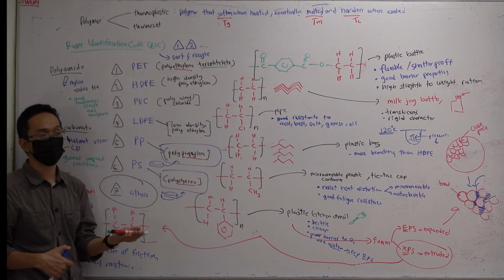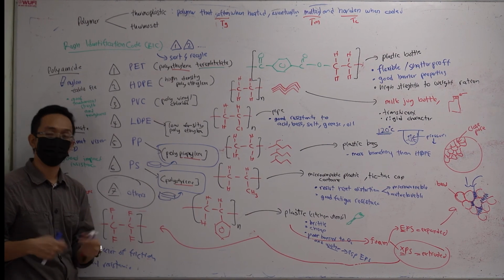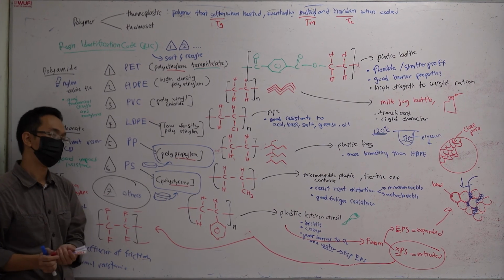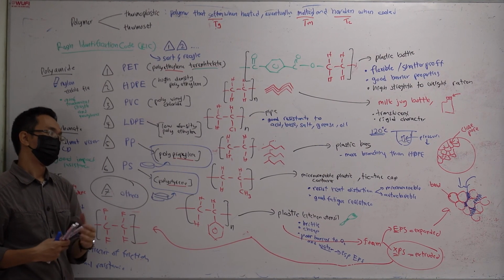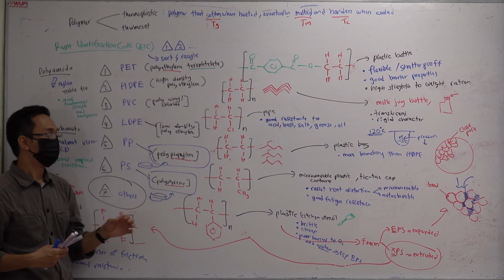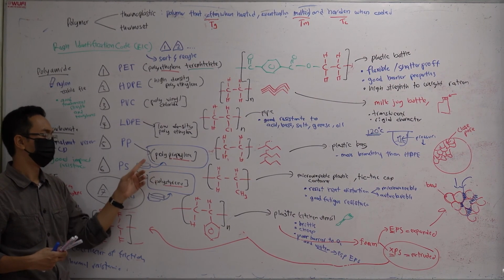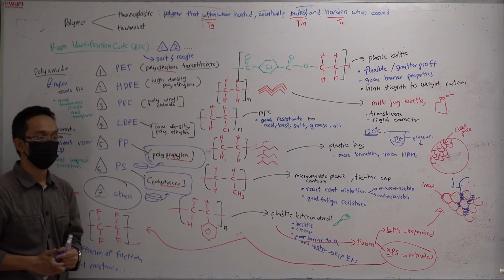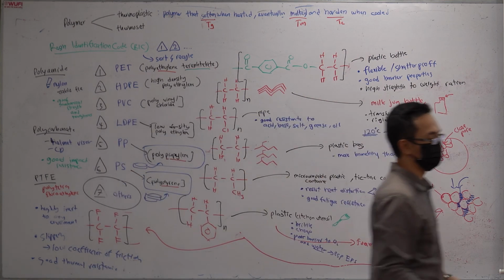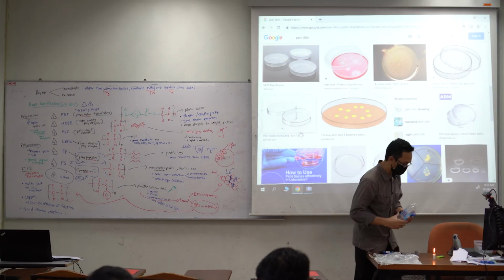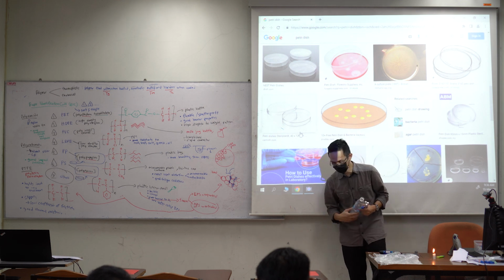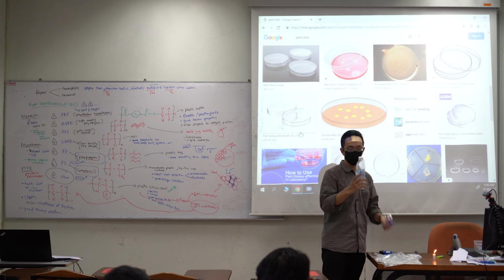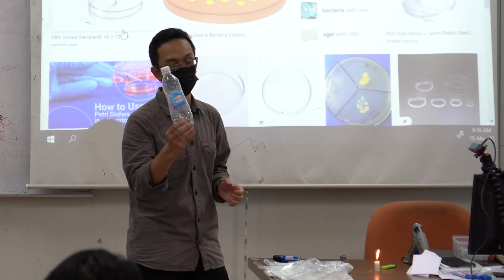So later on, when you go into second year, third year, fourth year and you are in the lab, try to recall what you learned today. Even though something looks similar, like the polystyrene and polypropylene petri dishes, they have different properties. Same with this bottle. You see, this bottle is made from PET.